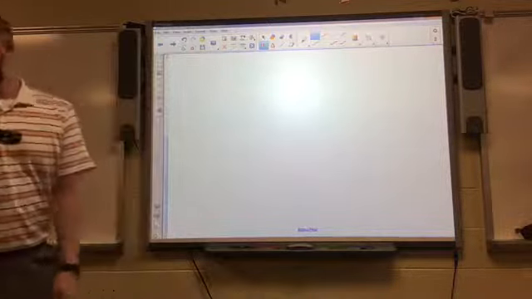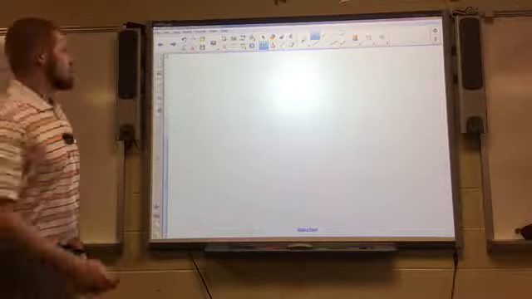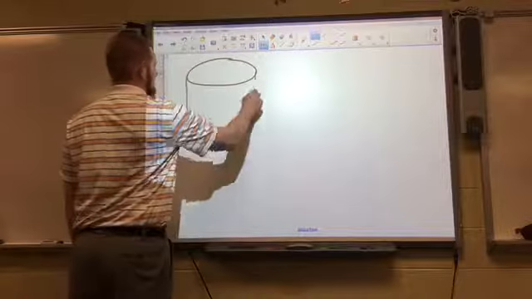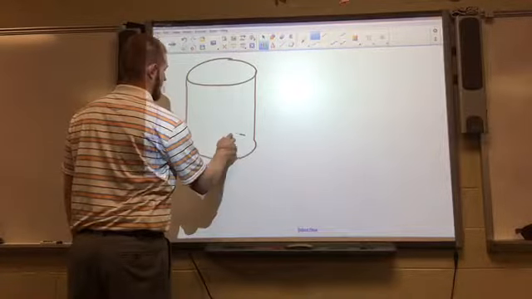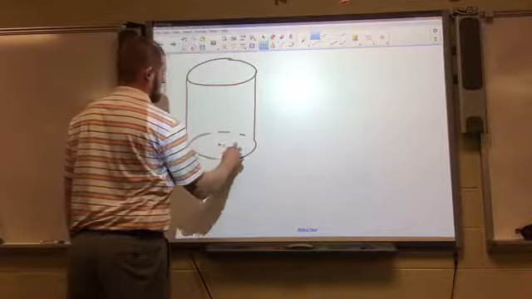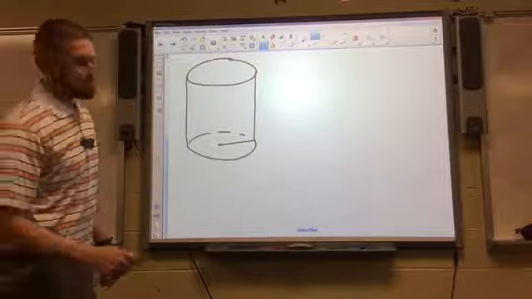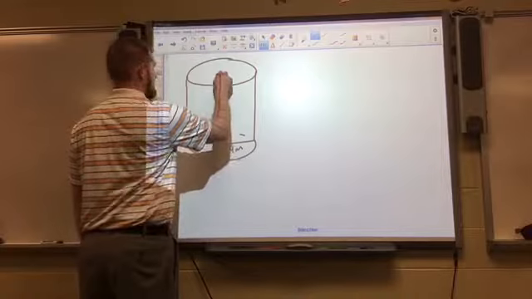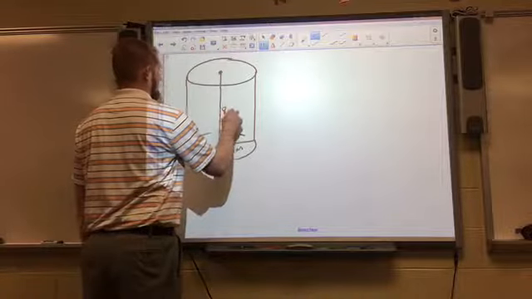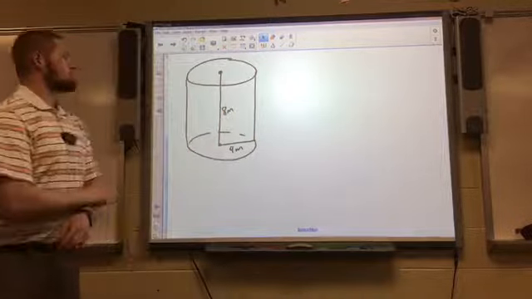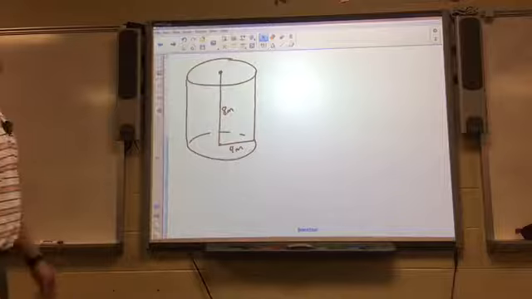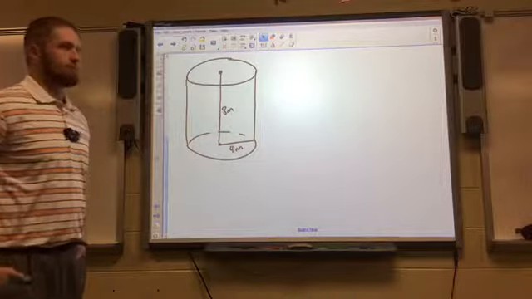So, the first example we are going to look at is a cylinder with a radius of 4 meters and a height of 8 meters. We have to take this and try to find the surface area.